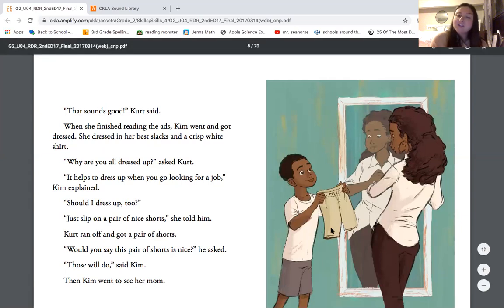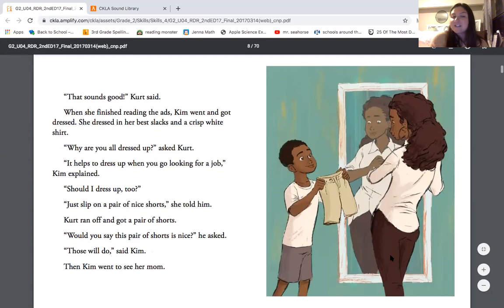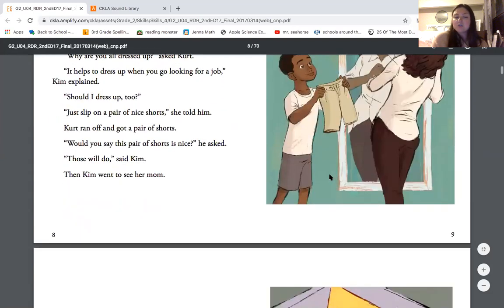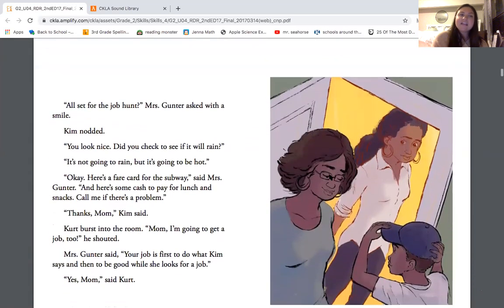Okay, if we look at our picture clues, we see Kim getting dressed in her nice slacks and Kurt showing off his nice shorts. Alrighty, we're gonna get started again. So if you're following along, make sure you get your finger ready to point along with the words that I'm reading.